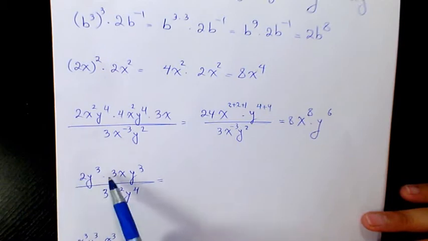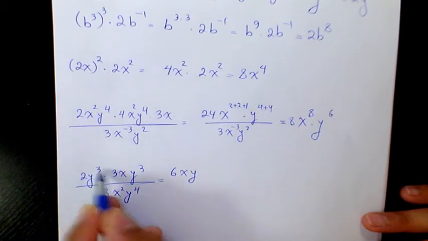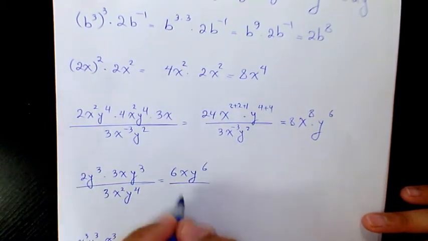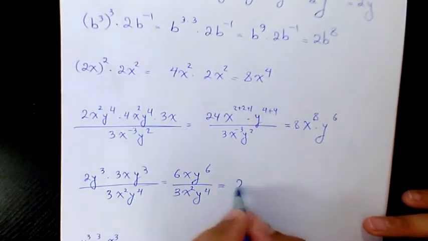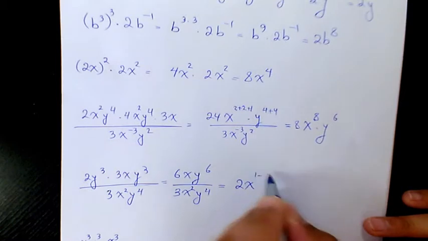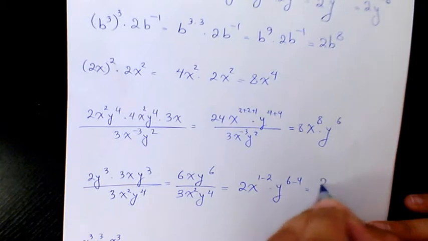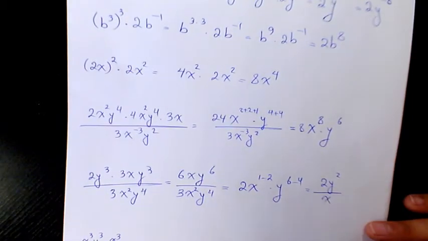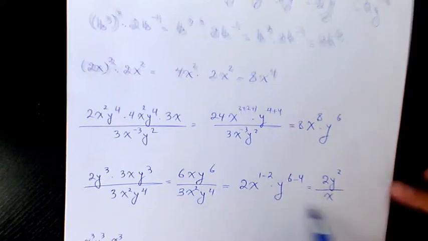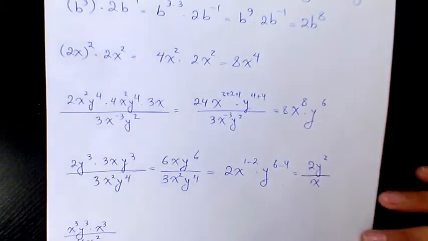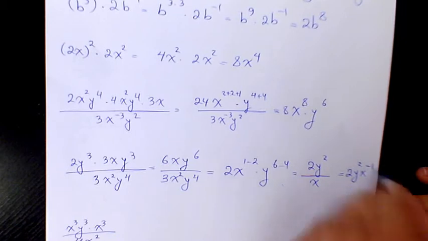Then here you have 2 times 3, 6. x, we have just x. y to the power of 3 plus 3 is going to be 6. Divided by 3x squared y to the power of 4. 6 divided by 3 is 2. x to the power of 1 minus 2. y to the power of 6 minus 4. So it's going to be 2y squared divided by x. Because here we have x to the power of negative 1, I can make it positive and write it in the denominator. Or you can say 2y squared x to the power of negative 1. Both of them are correct.